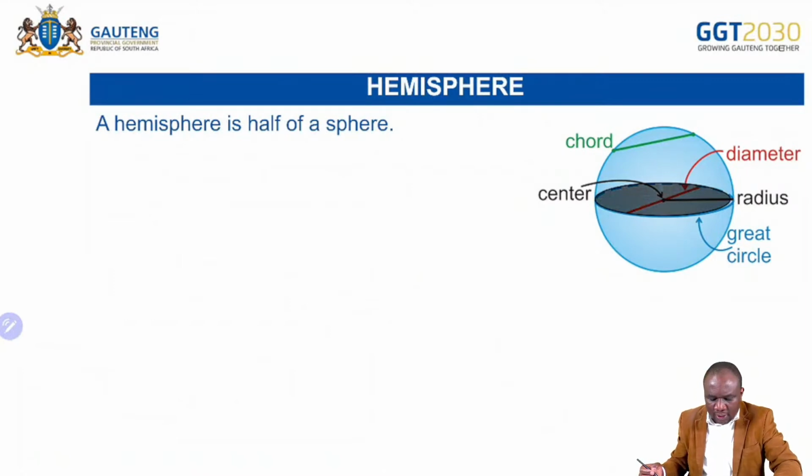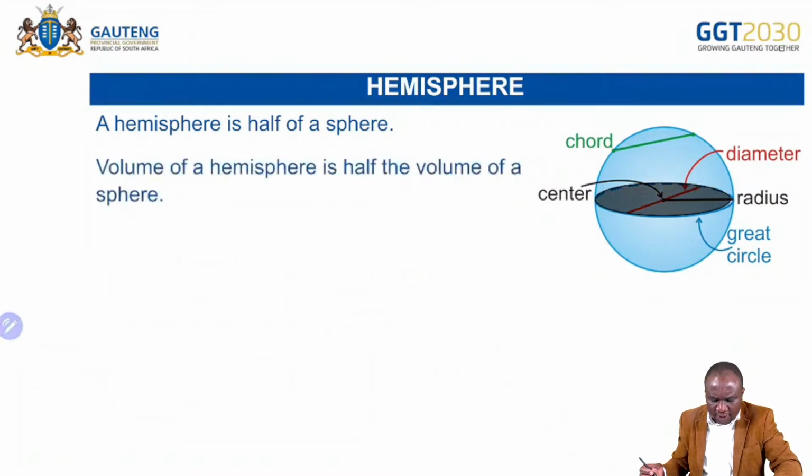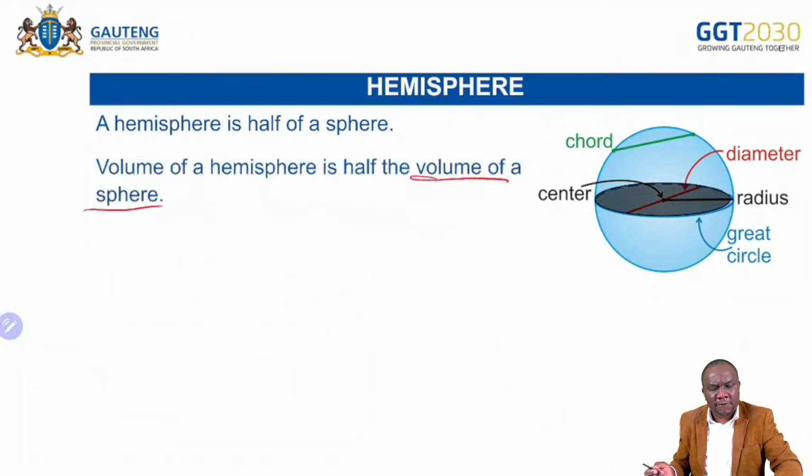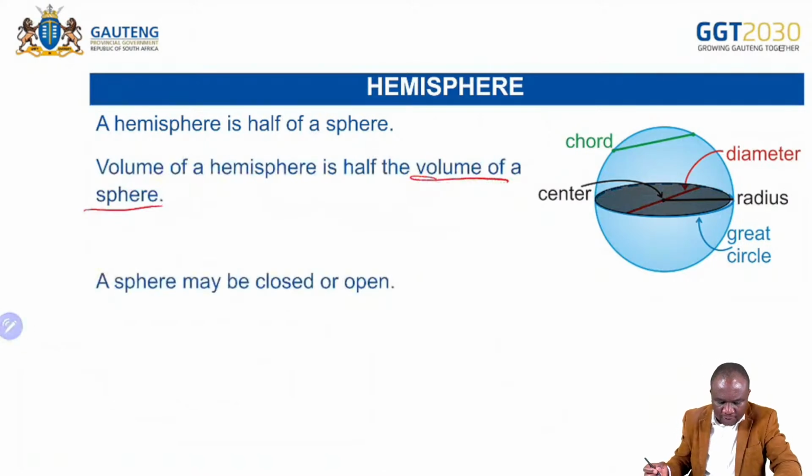Right, so the volume of a hemisphere is half the volume of a sphere. It's very easy. Whether the hemisphere is closed or open, the volume does not change. It's half of the volume of the sphere. And then a hemisphere may be closed or open.